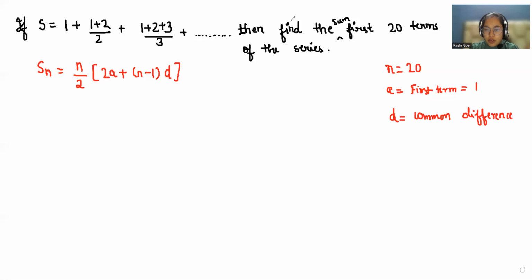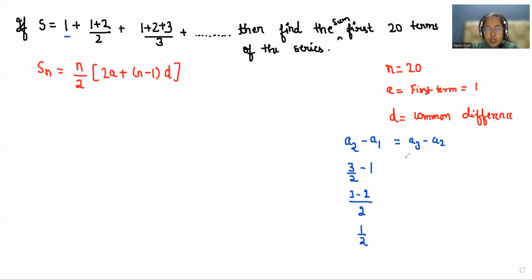So first we'll check the difference. To calculate the difference, we check whether a2 minus a1 equals a3 minus a2. If they are equal, that means the difference is common. a1 is the first term, a2 is the second term, and a3 is the third term. Our first term is 1, and the second term is (1 plus 2)/2, that is 3/2. So 3/2 minus 1, we'll take the LCM, then 3 minus 2, that is 1/2.